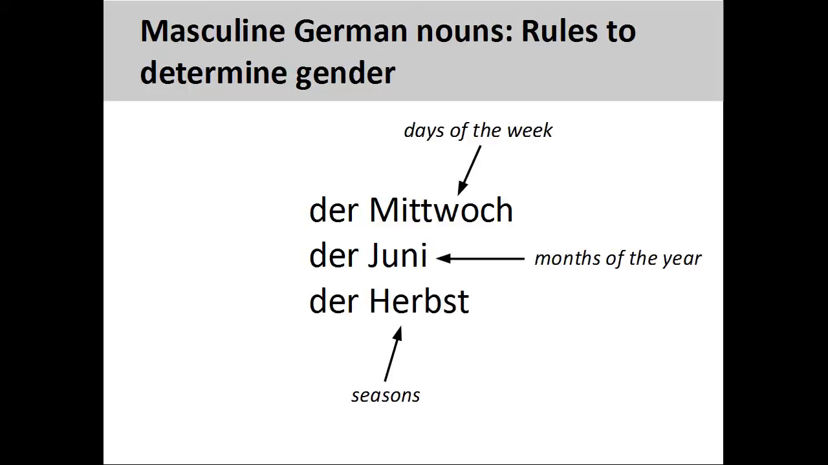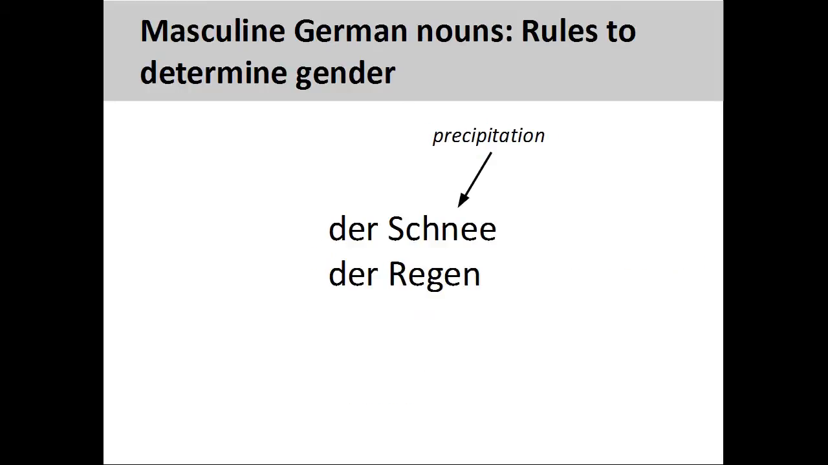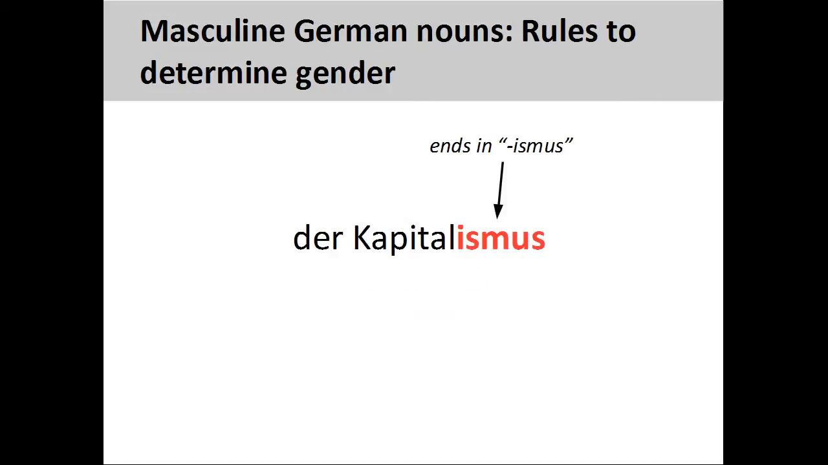Days of the week, such as Mittwoch, Wednesday, and months of the year, such as Juni, June, are masculine. Most seasons are masculine nouns: Herbst, Fall. Forms of precipitation, such as Schnee, snow, and Regen, rain, are masculine nouns. Nouns ending in ismus, such as Kapitalismus, capitalism, are masculine.